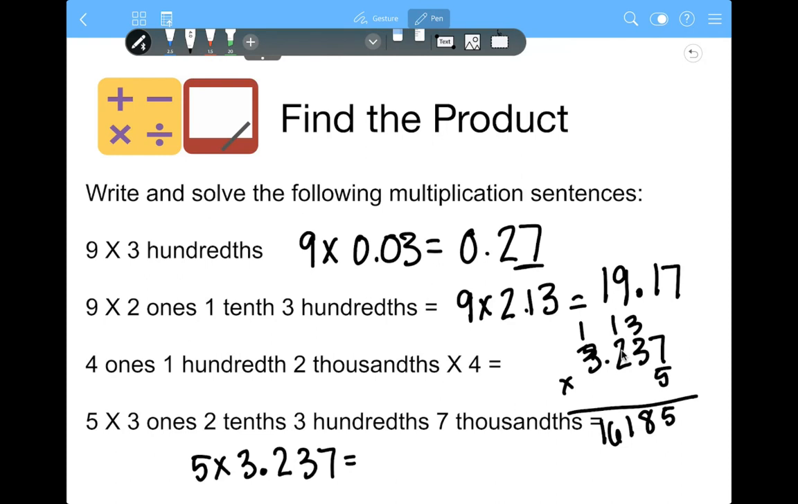And so my last digit was in the thousandths. I'm multiplying by thousandths, so it needs to be thousandths over here too. So this is thousandths, hundredths, tenths, and I put my decimal here.